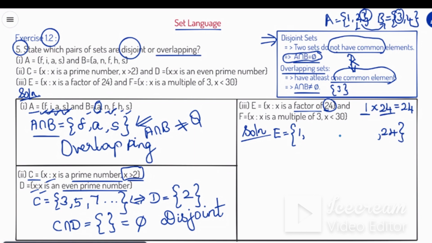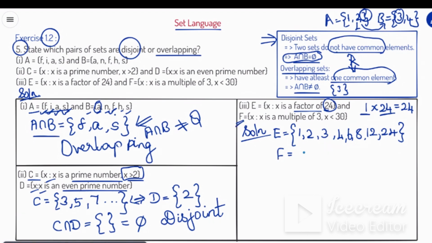Now, let us check for 2. 2 times 12 is 24, and then 3 times 8 is 24, and 4 times 6 is 24. To get it in ascending order, I have written it like this. Or you can write 1, 24, 2, 12 and take a second step also to get it in ascending order. Both ways it works. It's not a mistake. So now let us move on to the next set.